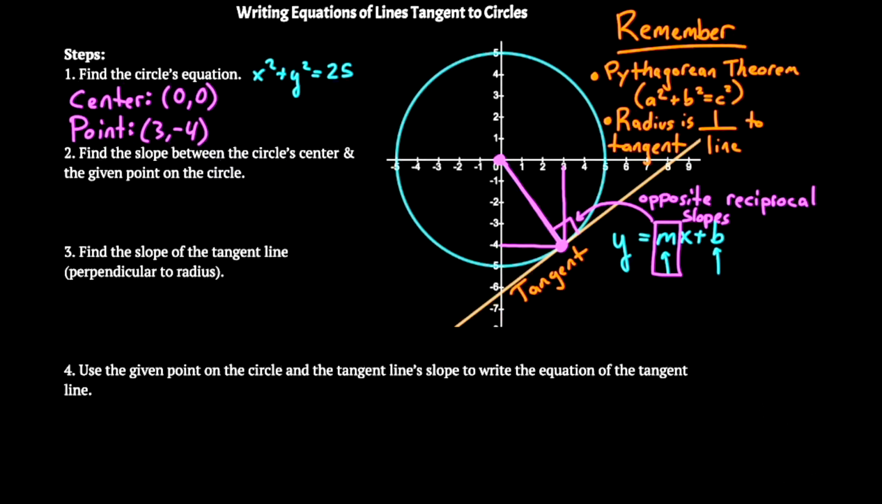Let's use them to find the slope of this radius. So remember, slope is rise over run. From the center point to this point on the circle, the rise is, well, we're actually going down. So it's negative 4, and the run is over 3. So the slope of the radius would be negative 4/3.